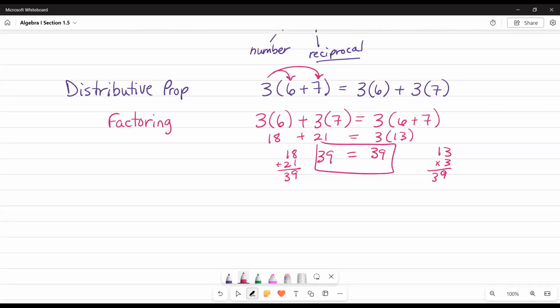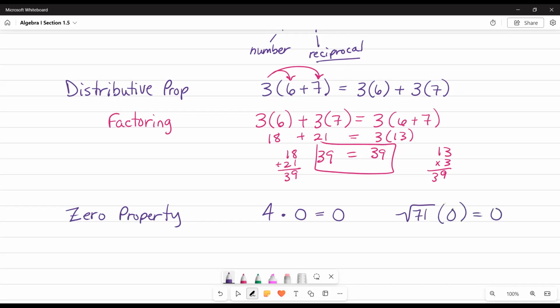All right, last one, the zero property, we just discussed it earlier. That means that any number times zero is what? Zero. So if you get some crazy irrational number like the square root of 71, and you multiply that sucker times zero, your answer is zero. Don't have to worry about it, right? The zero property.